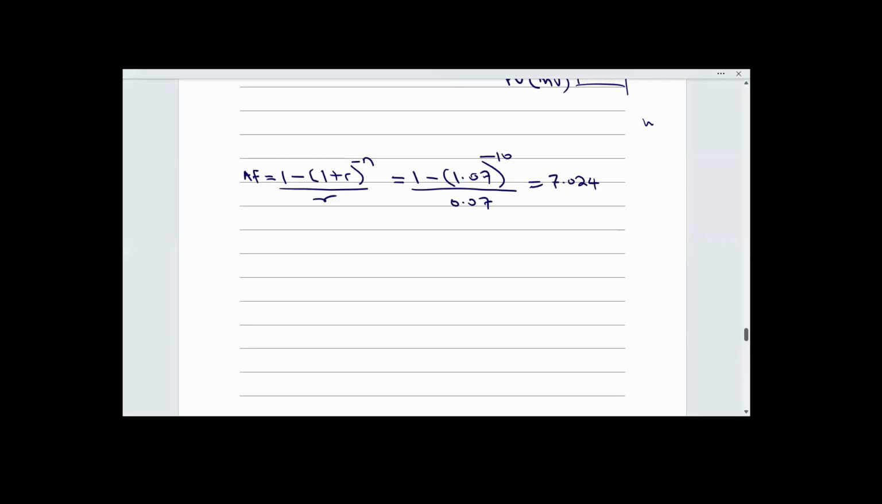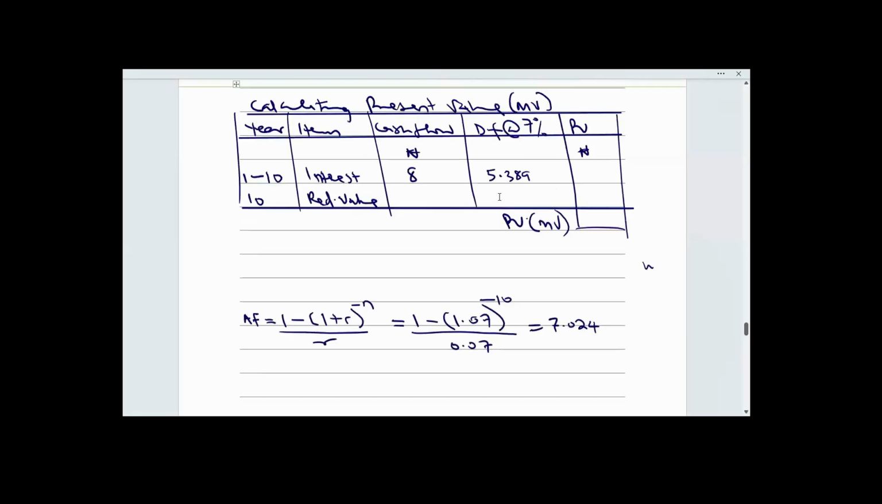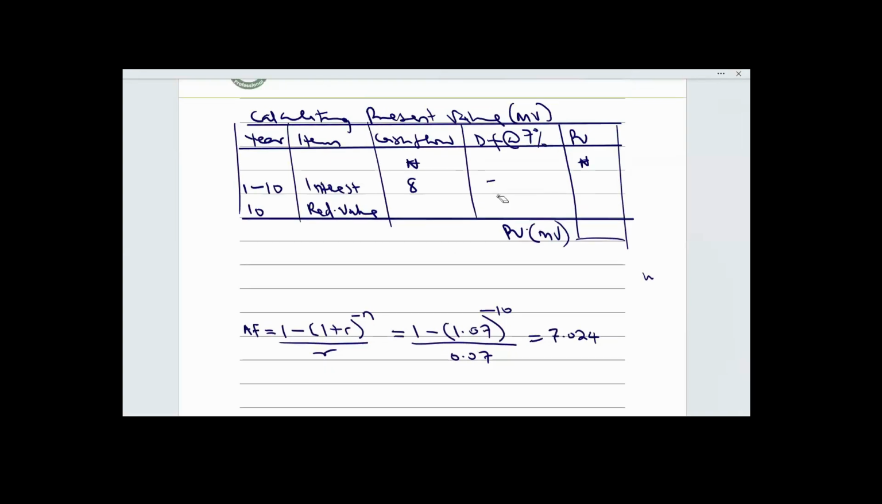Okay? Yes, you can do it again. It's supposed to be 7.024. Exactly 7 or 7.024? Actually, I approximated this place. You don't do that.